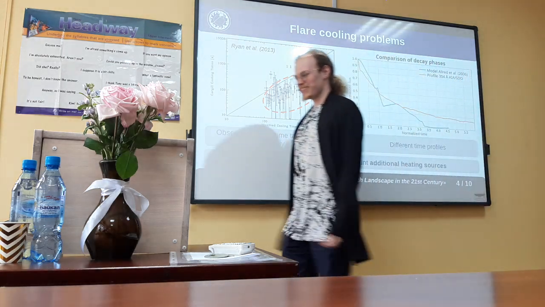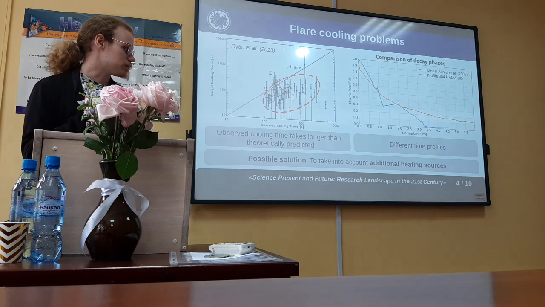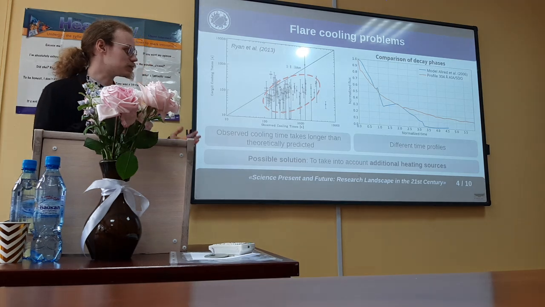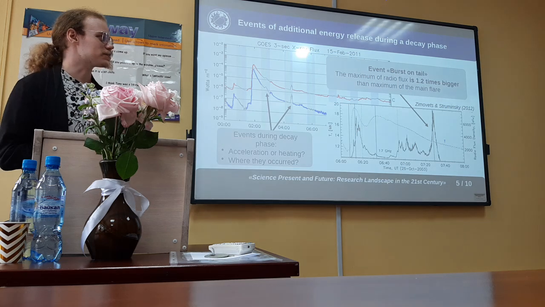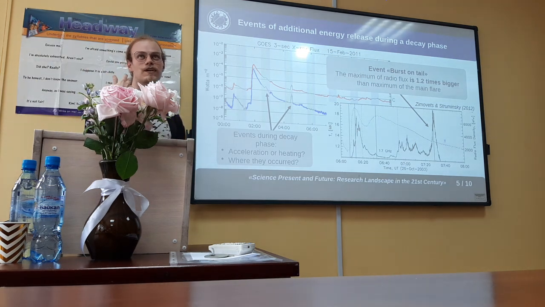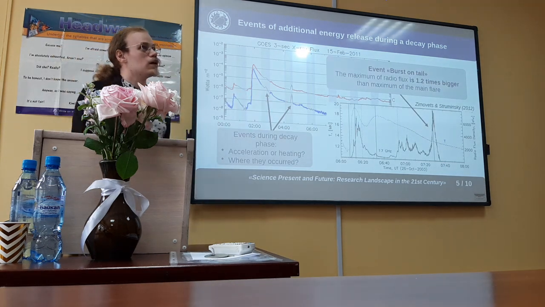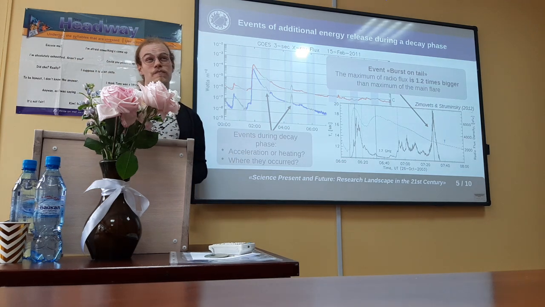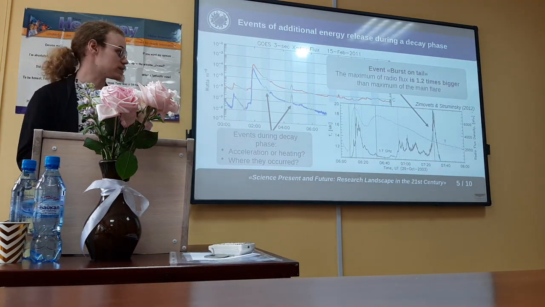So, what's the problem? Our assumption in a possible solution of this mystery, let's say, is to take into account additional heating sources. And why exactly additional heating sources? Well, usually when you observe some solar flare, there are some additional bursts on the decay phase, which we assume may somehow contribute to the heating of the plasma after the main flare onset.